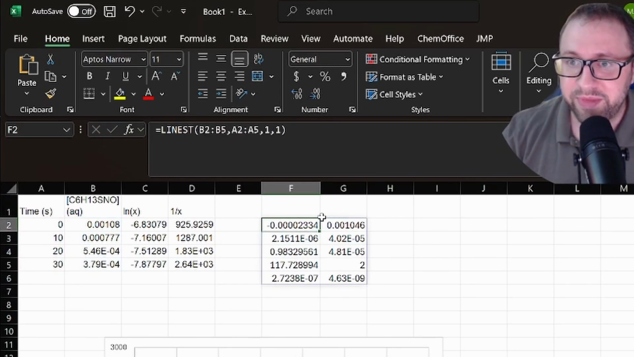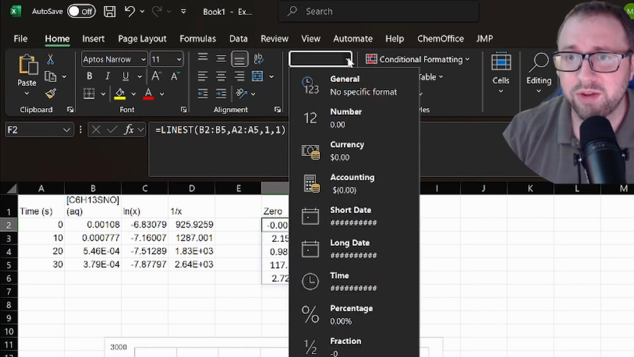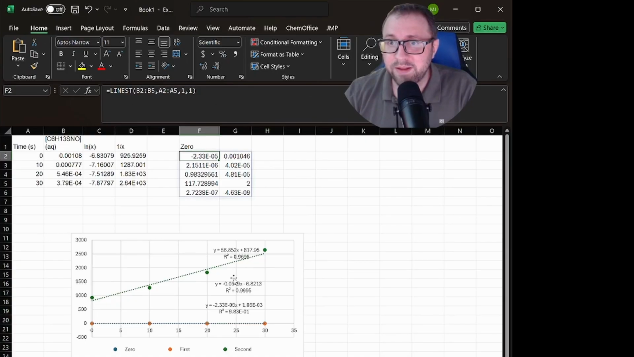All right, so this tells us a couple things. This is our 0 order regression statistics. Let's change this to scientific, just so we make it clear, right? This is that slope. This is the intercept. We don't worry about these guys. These are standard errors on those or something akin to that. This is your r squared value.